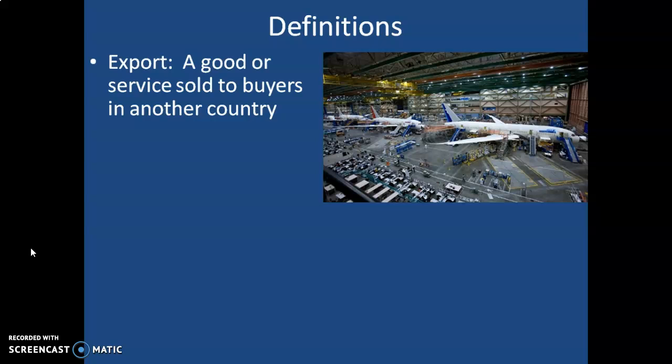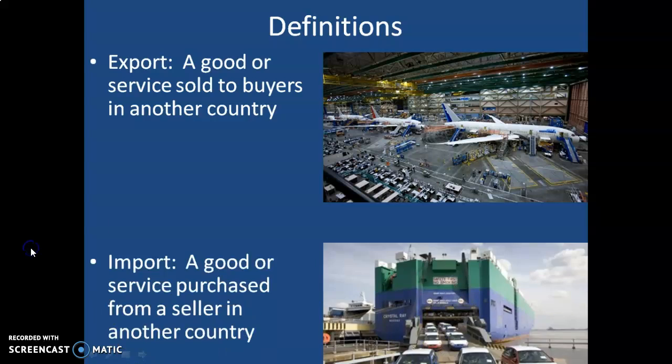So that's an export, and I have a picture here of the Boeing aircraft manufacturing facility up in Washington State. One of our major exports in the United States are aircraft. We're a major producer of aircraft and sell a lot of airplanes to overseas buyers.